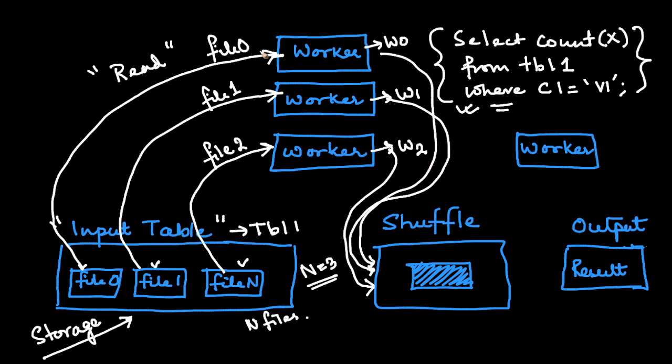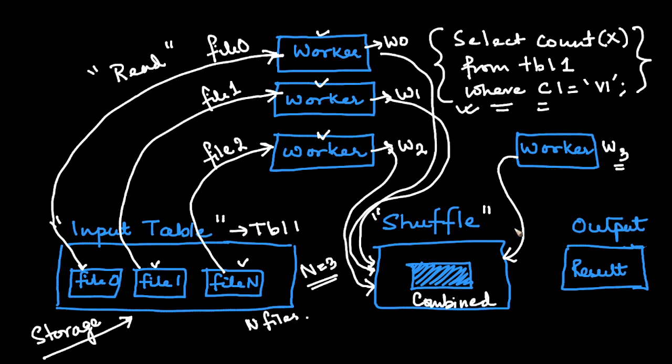All of these files are being worked on by these workers, and the workers are individually running this select count star query on these blocks. And then by means of a shuffle system, the output of each and every worker is getting combined. And then there is this single worker who is finally, let's give him a name as well, the final worker W3 over here, who is going to take the shuffle outcome. This is where all the outputs are getting combined.